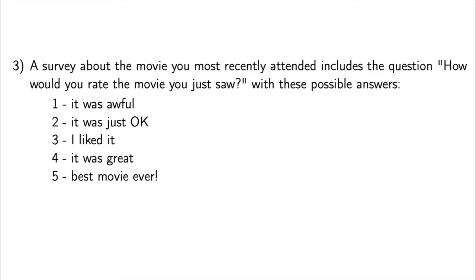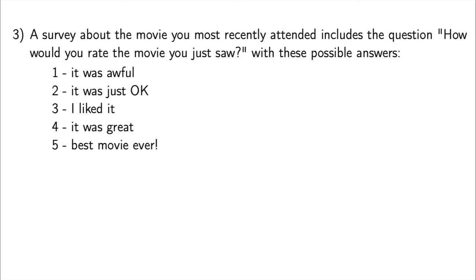Okay, and then third, we've got a survey about the movie you most recently attended that includes the question, how would you rate the movie you just saw, with the possible answers: 1, it was awful. 2, it was just okay. 3, I liked it. 4, it was great. And 5, best movie ever. We see here some numbers, but we also see these descriptions. Even though we see numbers, that may make us think it's quantitative. However, the numbers themselves don't really mean anything, right? We're not saying 4 is twice as good as a 2.